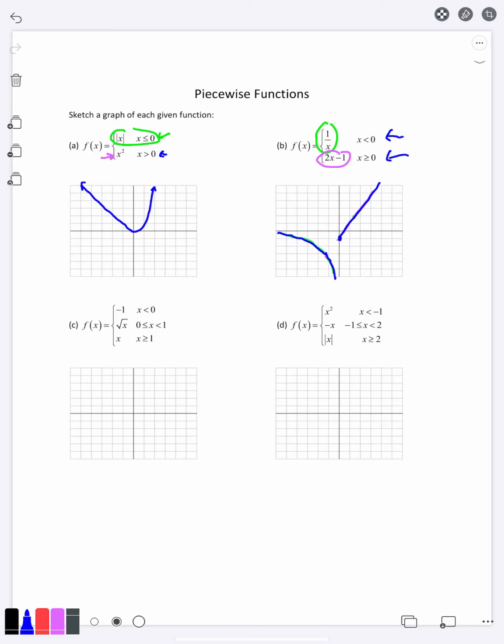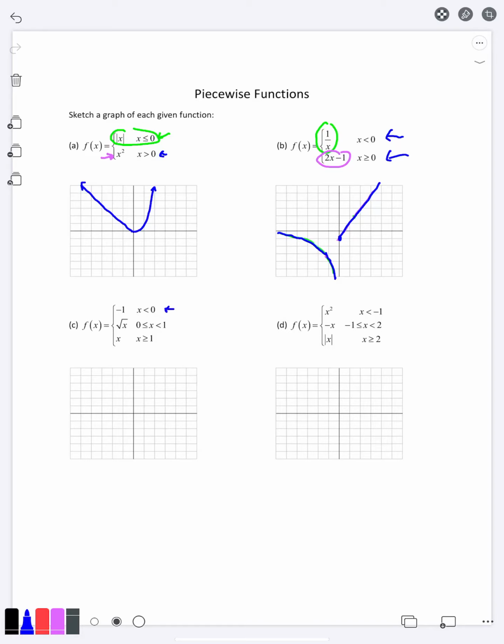Okay, now I told you that we can have any number of different formulas here, and you'll notice these next two examples, they have 3 formulas each. So that means we're going to have 3 separate pieces. And I am going to try to save a little bit of time here by skipping drawing each one separately and just taking the piece I need.